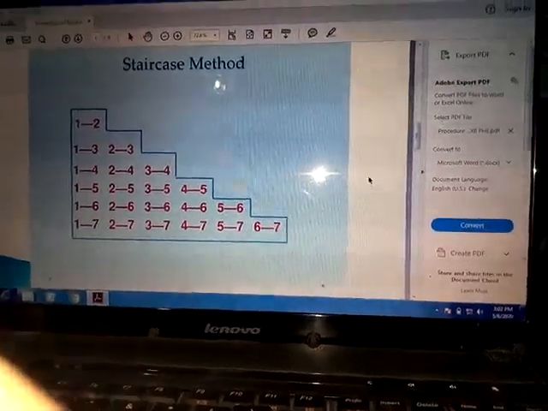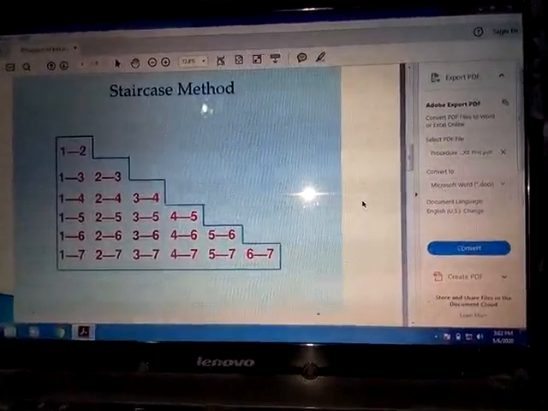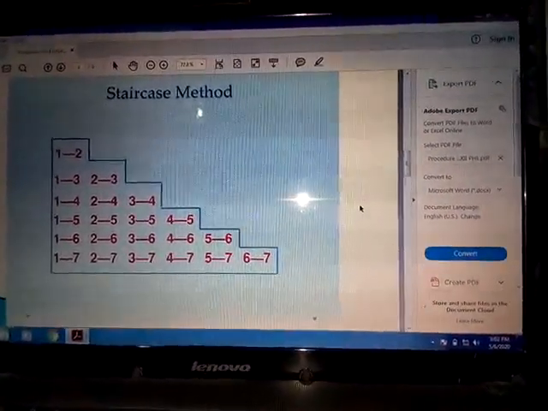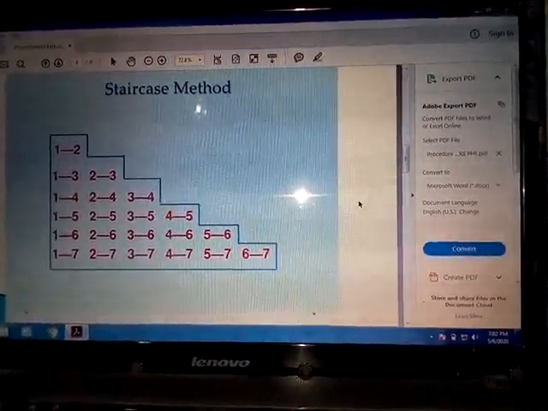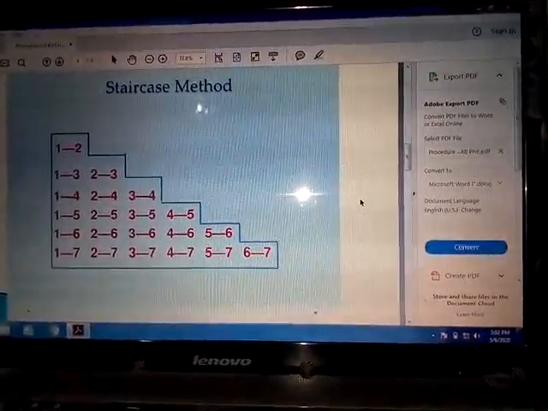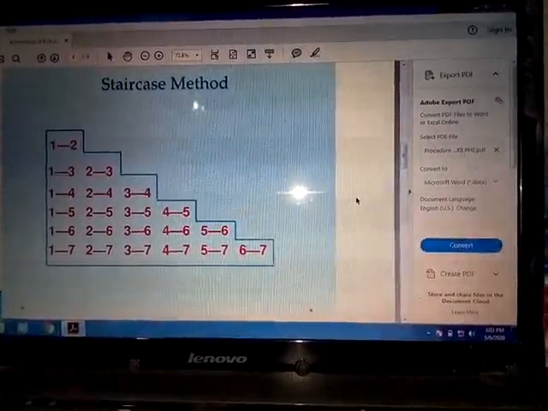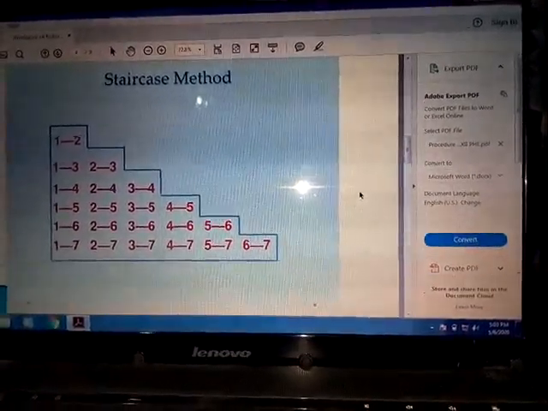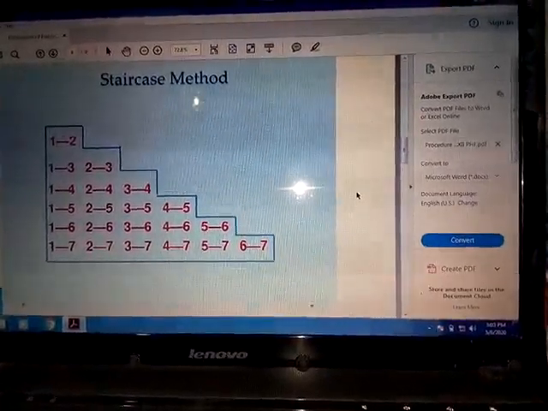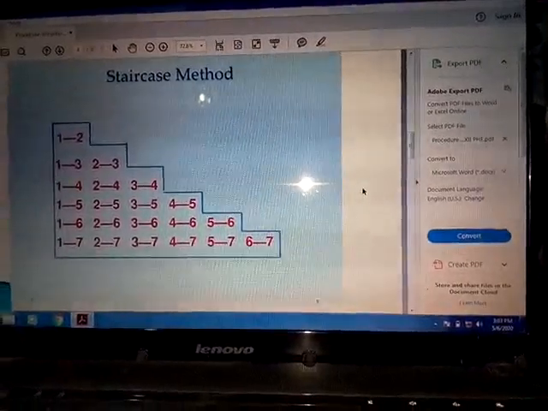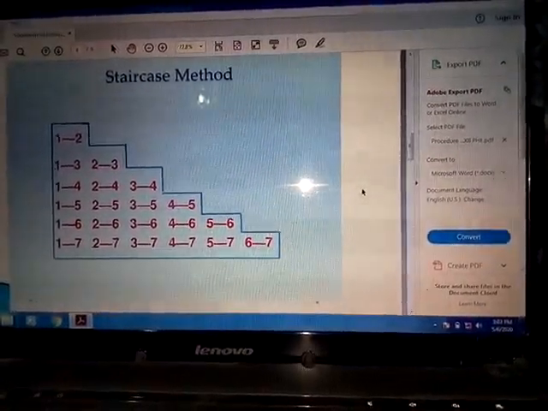Now we are going to talk about the second method, that is the staircase method. During tournaments we can make the fixtures in a staircase method also. In the staircase method, the fixtures are made just like a ladder or a staircase. This method is the easiest because no bye is given to any team and there is no problem of odd and even number of teams.